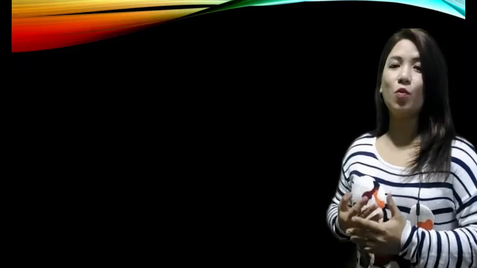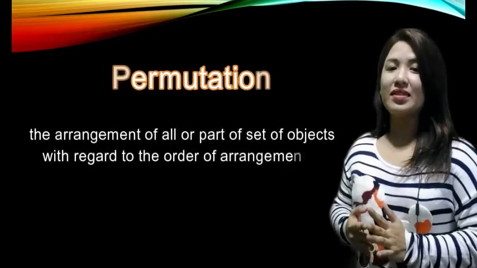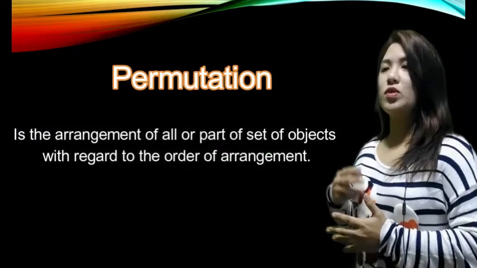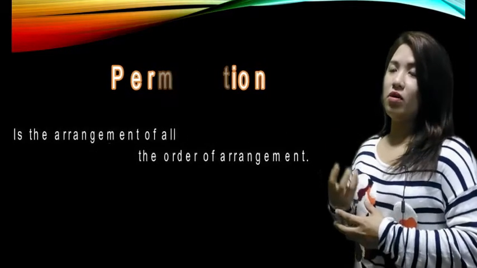So let's have a short recap. Once again, what is permutation? Permutation is the arrangement of objects wherein the order or position is important. Those are the two words that you must remember: if you are arranging a set of objects wherein the position or order is important, then you are applying permutation.